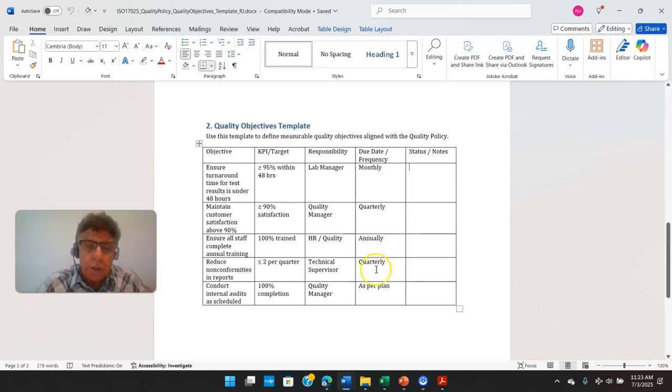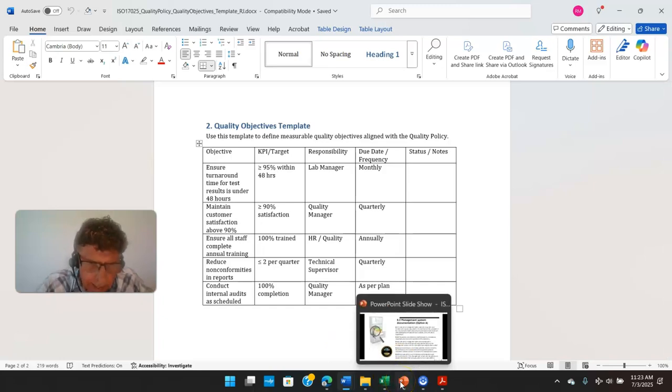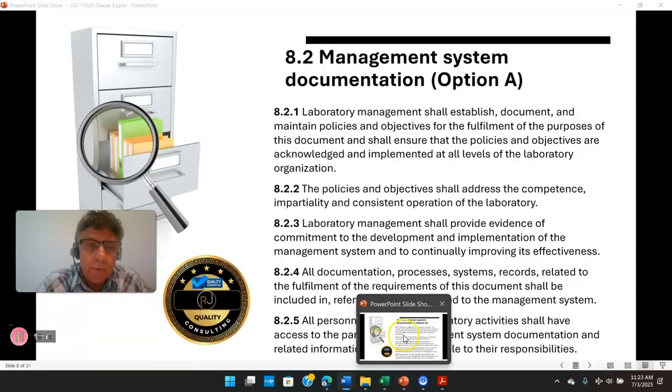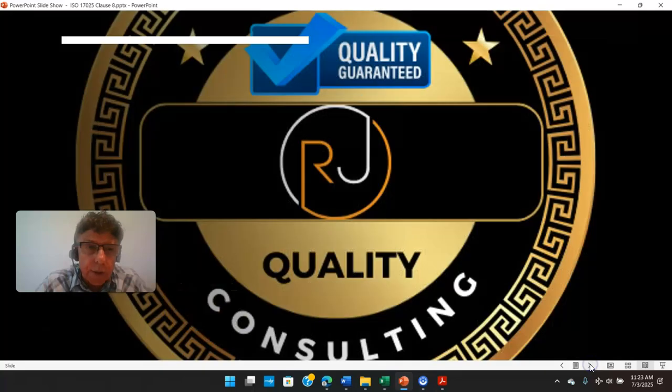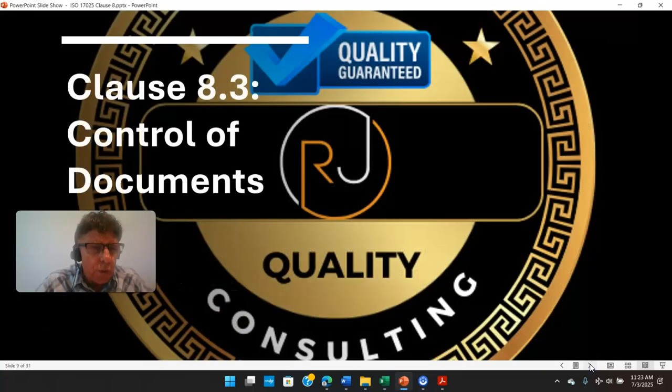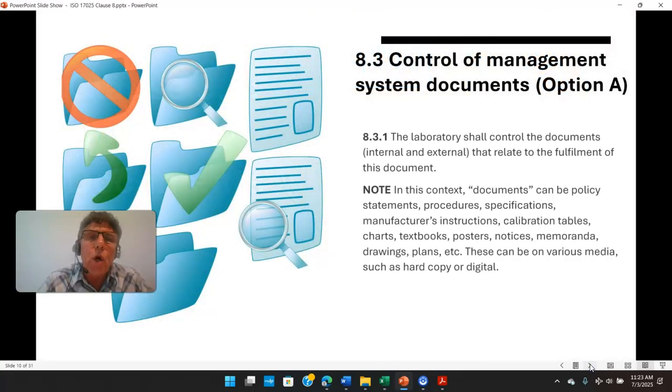So I just wanted to focus on that and ensure that you understand what the documentation requirements are for section 8.2.2. And then we'll move on to the next subclause, which is clause 8.3, control of documents. Section 8.3.1: the laboratory shall control the documents, internal and external, that relate to the fulfillment of this document.